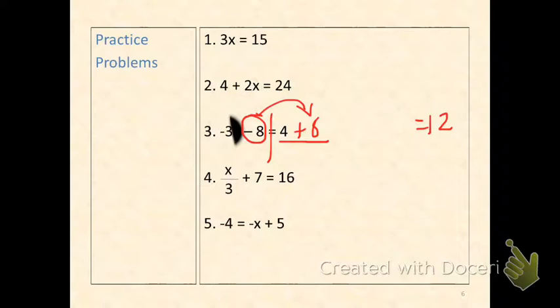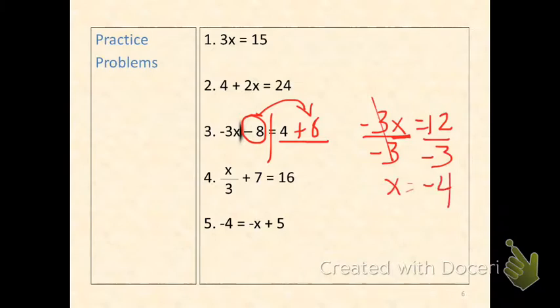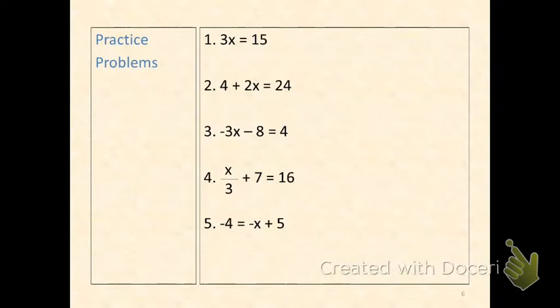Then right here I have a negative 3x. Now, what's being done to my x? Again, this coefficient, negative 3, is being multiplied. To undo multiplication, I have to do the opposite. The opposite of multiplication is division. So I divide by negative 3 on both sides, and I get x equals negative 4. Easy enough.